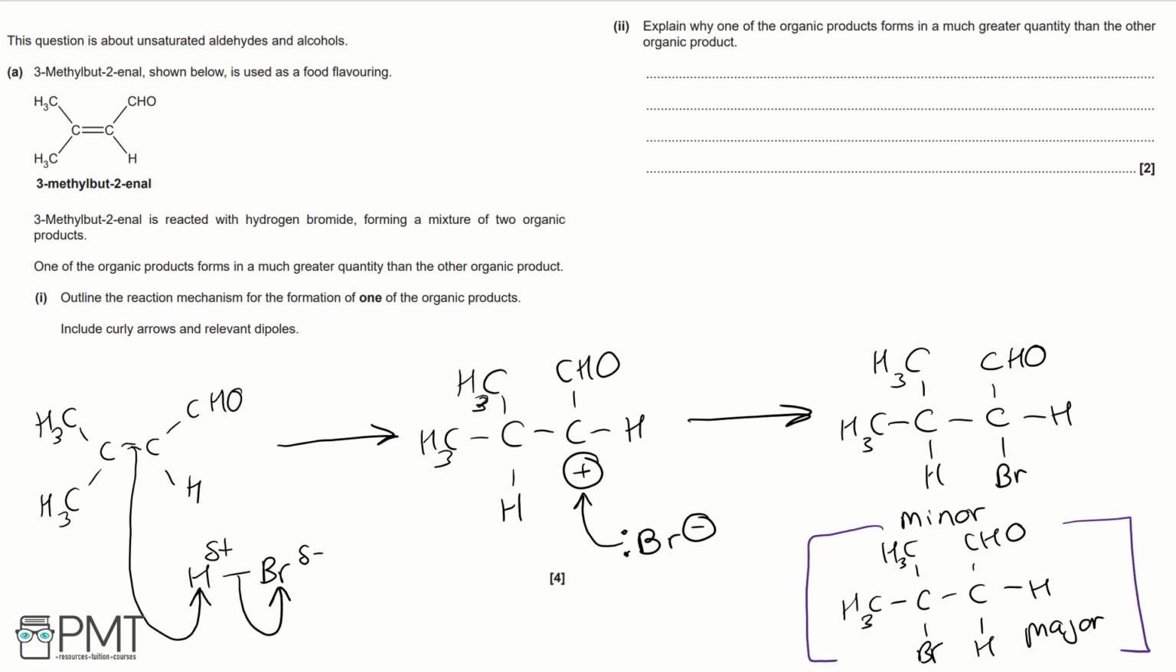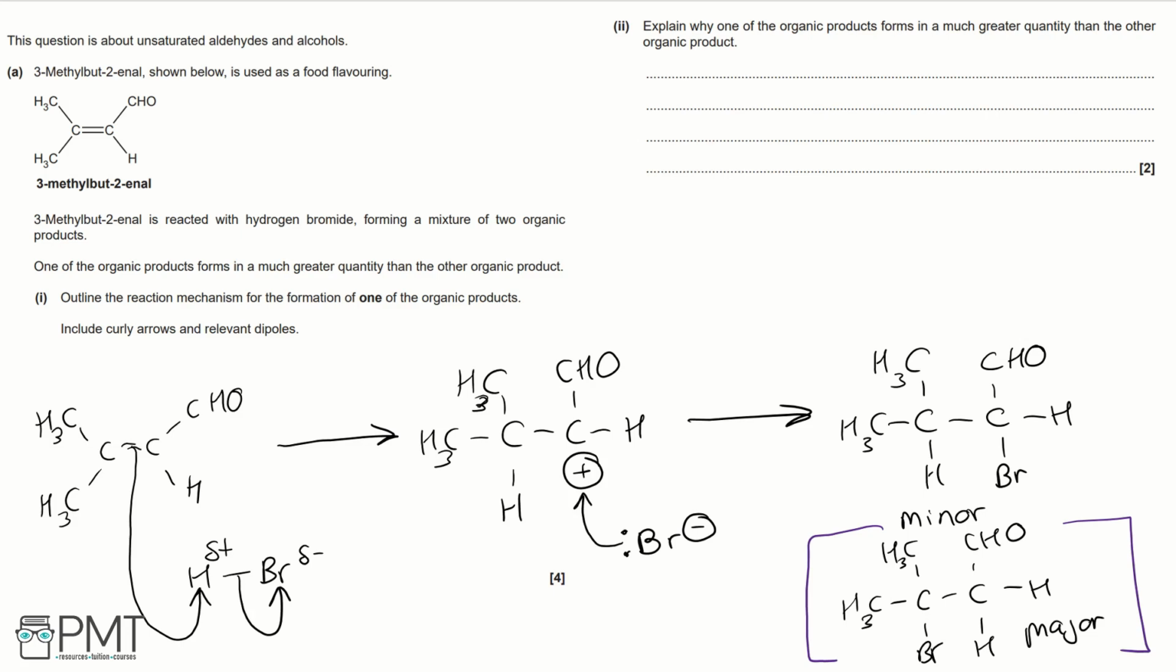To get the marks for this question, you get a mark for having the correct curly arrow from the carbon-carbon double bond to the hydrogen of hydrogen bromide. You get a mark for having the correct dipole on hydrogen bromide, or the correct dipoles, and the curly arrow breaking the hydrogen bromide bond. You get a mark for having the correct carbocation intermediate and the correct curly arrow on the intermediate. And finally, you get your 4th mark for having the correct product, depending on your carbocation intermediate. So here, the correct product is your minor product.